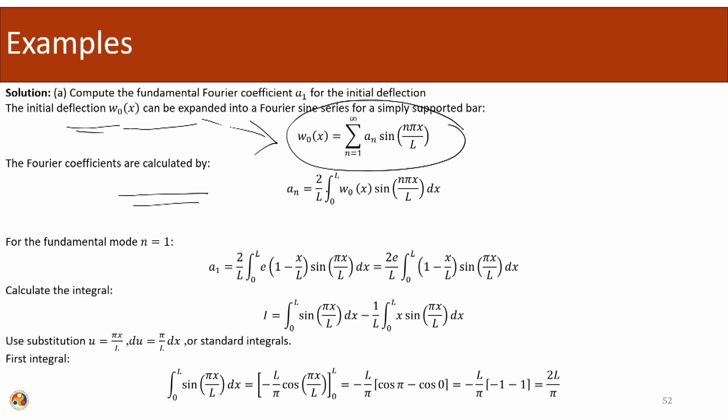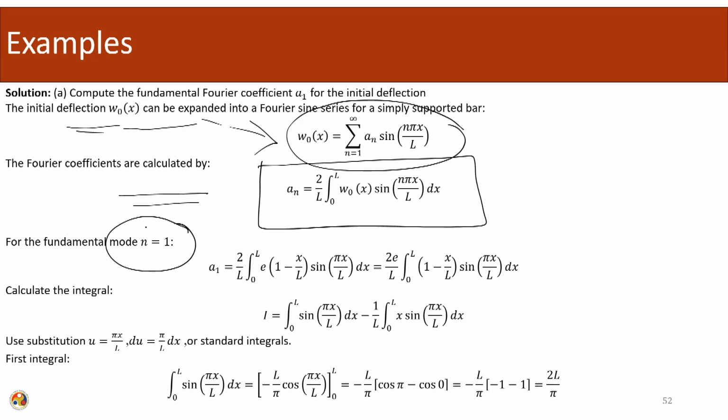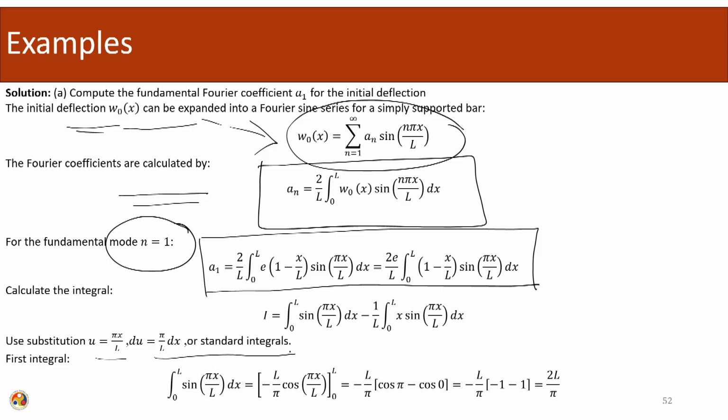The Fourier coefficient is being calculated by this particular equation for a fundamental mode, where n equals 1. We calculate the value of a1. When we calculate the integral, substituting the standard functions here, the first integral forms out to be this particular number.